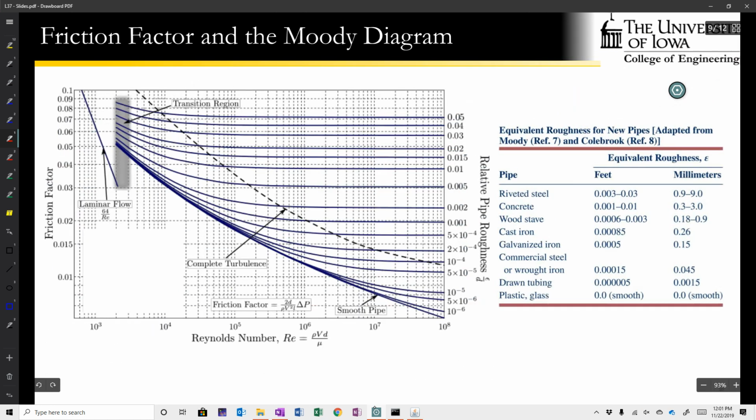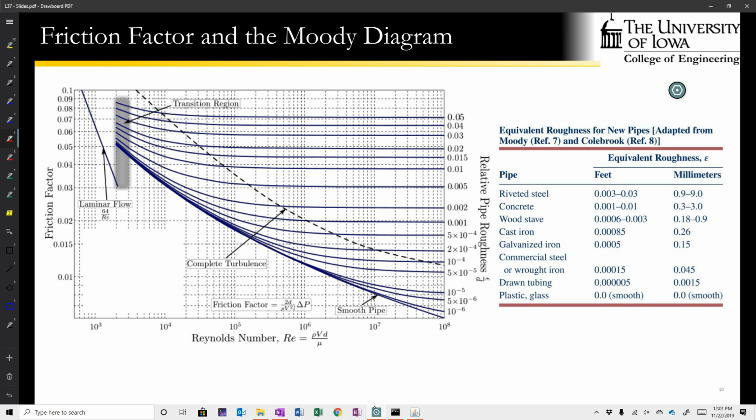Oop, there we go. This is known as the Moody diagram, and you guys saw this in line number 3. The x-axis is the Reynolds number based on diameter. That was one of the things we used in laminar flow. The y-axis is our friction factor, and each one of these curves corresponds to a different ratio of roughness to diameter.